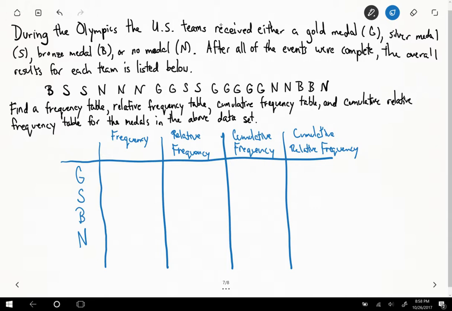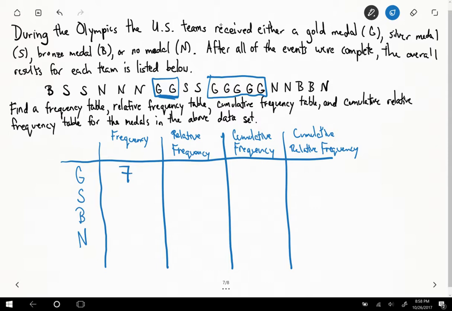Okay, so what's going on here? The frequency table. So you're just counting the number of times this occurs. So let's start with gold. Notice we have 2 right here for gold, so I'll box those off. And then that's 3, 4, 5, 6, 7 golds. And I believe that's all the golds. So we'll put 7 in our frequency table.